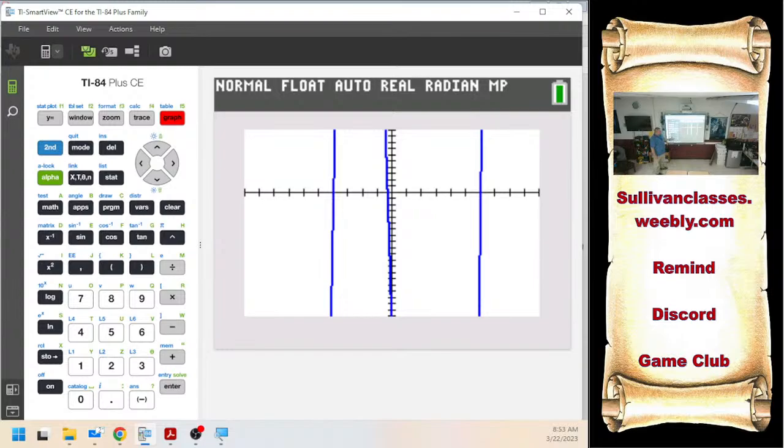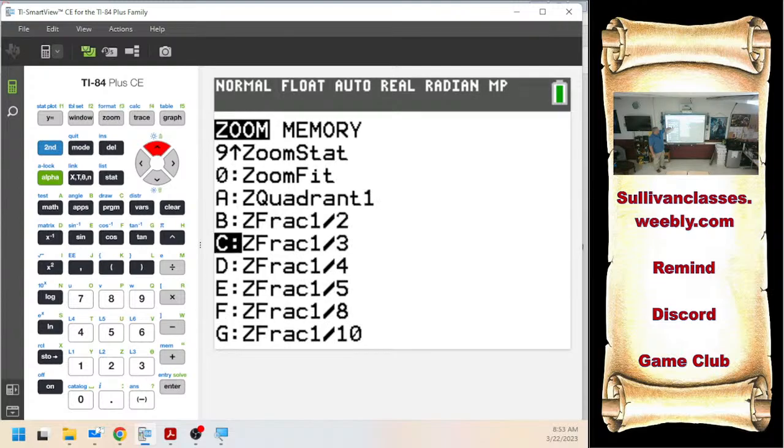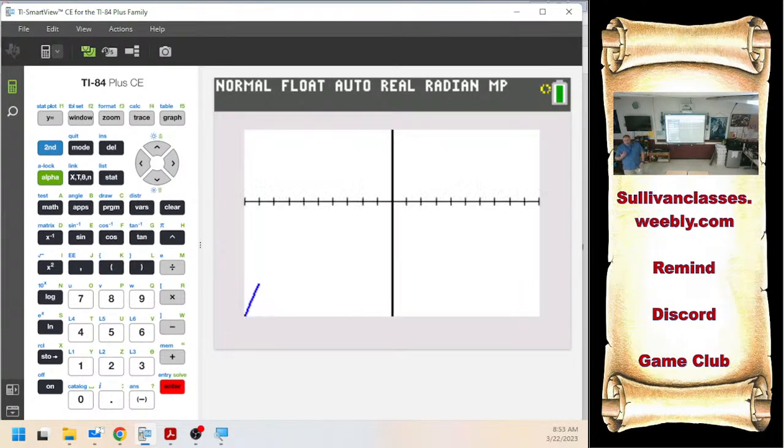Sometimes this isn't going to look too decent, but can I see the tilt of those lines? They're not really lines, but zoom fit, we kind of have a love-hate relationship with that. Zoom fit zooms to what are supposed to be the relevant features of the graph. You would think x and y intercepts and extrema. Sometimes it'll do that. Sometimes it makes the window go out to the thousands, and I don't know why.